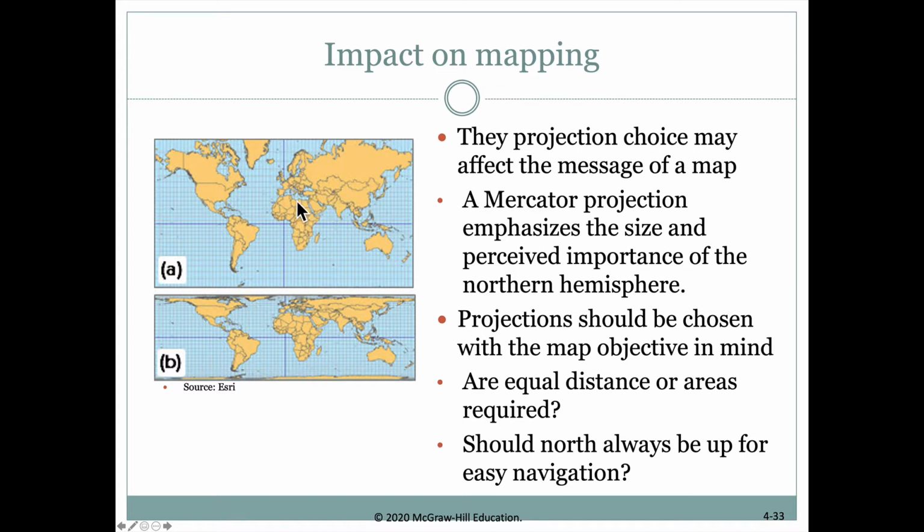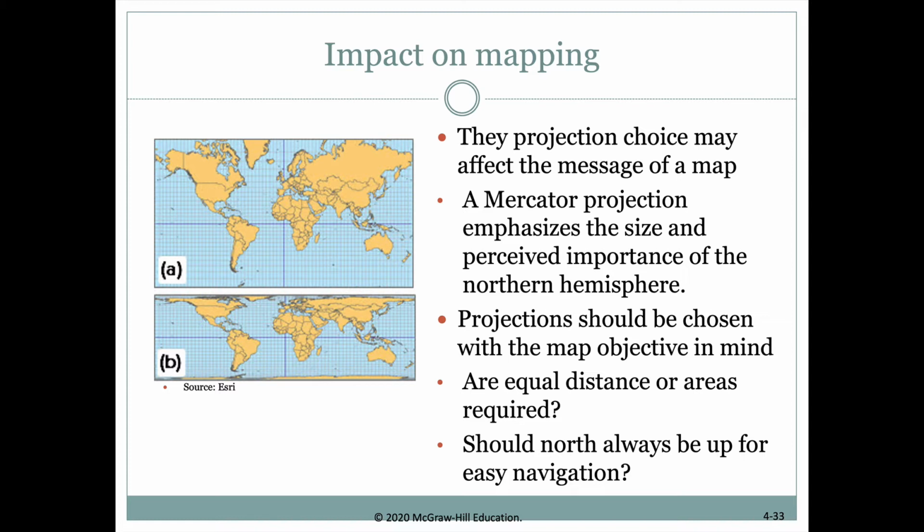So if we were making a map where we were trying to show a straight line navigation route between two areas, this would be a great choice. But if we were trying to show a map that showed population density, for example, this would be a terrible choice because the areas here are so much bigger. This would be a much better choice, although it looks more distorted to most people. This would be a better choice for showing population density.